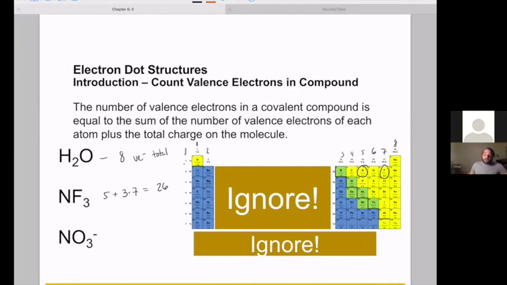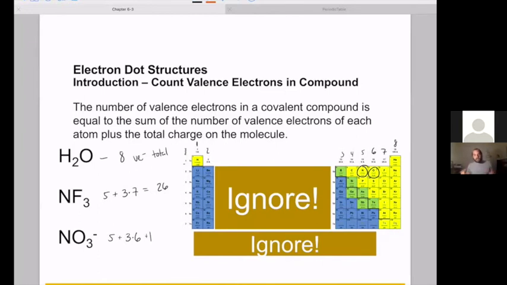Okay, now let's do an ion, the nitrate ion. This is going to make it a little bit more tricky. We have, again, our nitrogen. It's not fluorine, it's oxygen. So we have 1 nitrogen, which has 5 valence electrons, plus 3 oxygens, which have 6 valence electrons. And then we're going to add, because the nitrate ion has that -1 charge, 1 more electron, right?